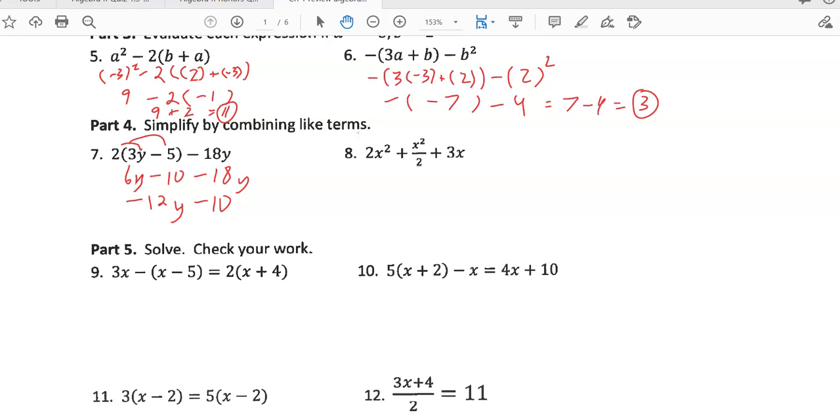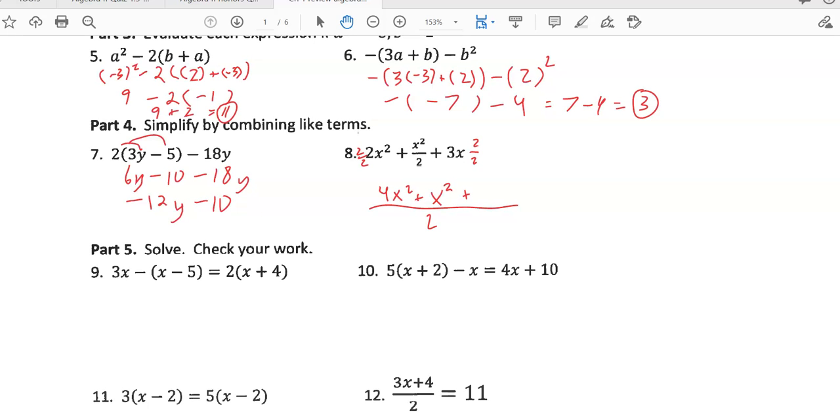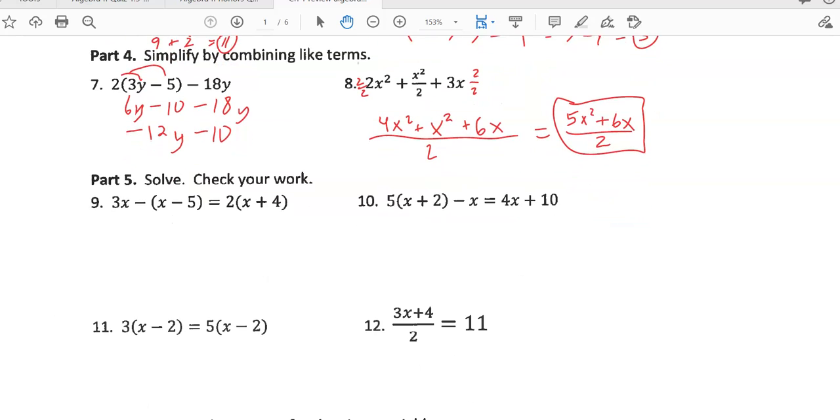We need the same denominator to add these like terms or these terms together to simplify them. So I'm going to get the same denominator by multiplying this one by 2 over 2 and that one by 2 over 2. So you get 4x squared. By the way, all this would be over 2 now, plus x squared plus, I guess it would be 6x. And that goes together. That would be, let's see, 5x squared plus 6x all over 2. I would accept that as the answer. That seems like a good answer to get there, all in one fraction.